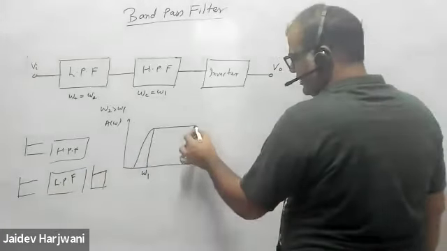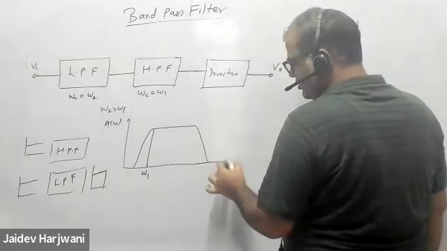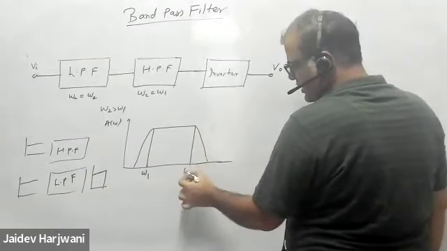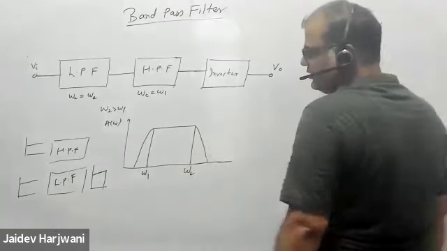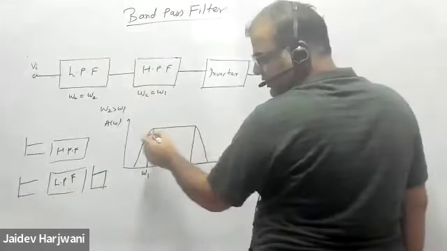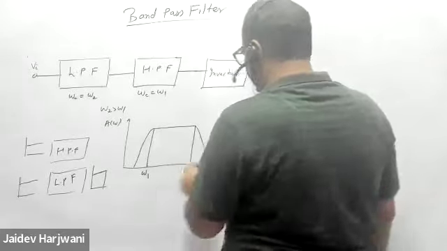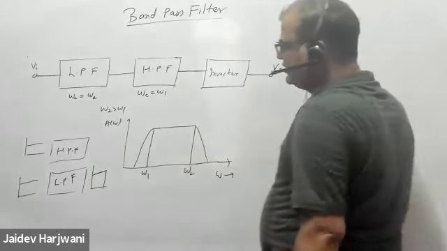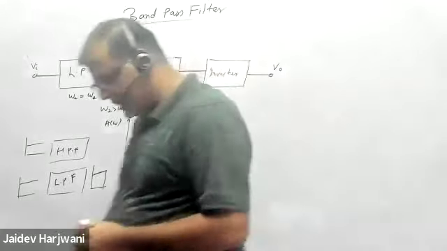Anything above omega 2 will be stopped by this filter. So you will get only a band of frequency. This way you can create a band pass filter.